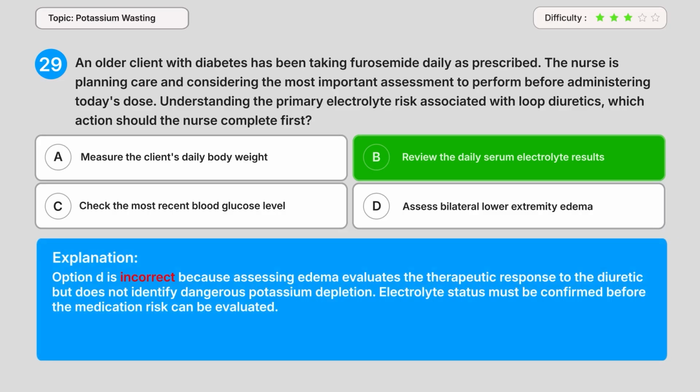Option D is incorrect because assessing edema evaluates the therapeutic response to the diuretic, but does not identify dangerous potassium depletion. Electrolyte status must be confirmed before the medication risk can be evaluated.